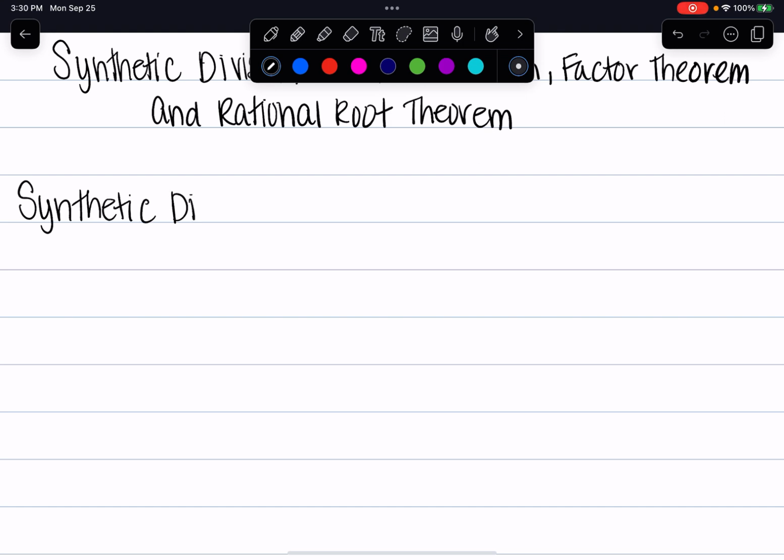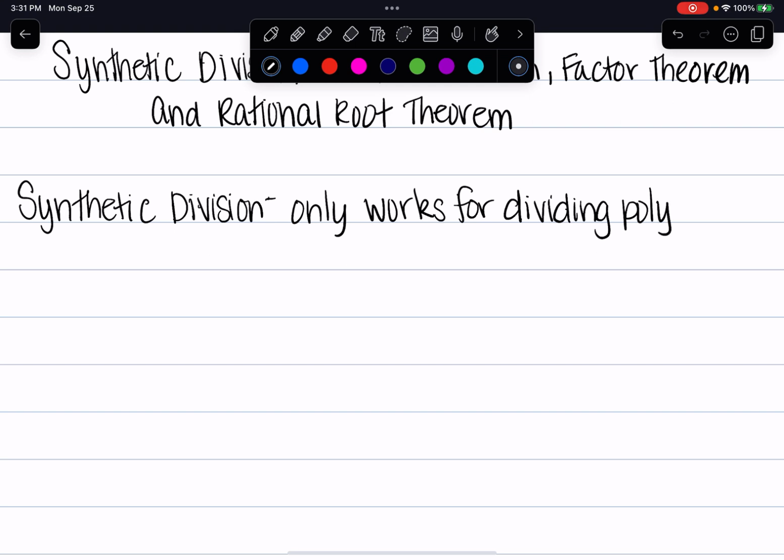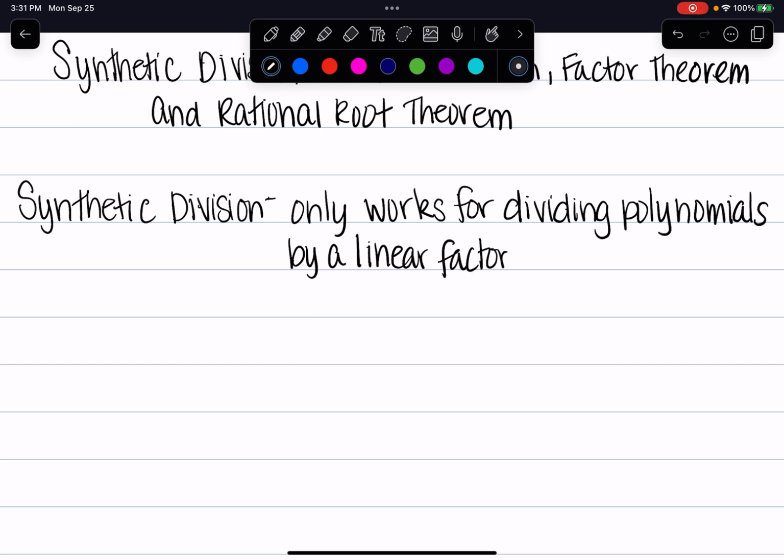So for synthetic division, it's a way to divide polynomials, and it only works for dividing polynomials by a linear factor of the form x minus c.